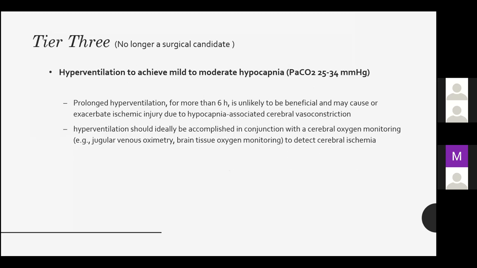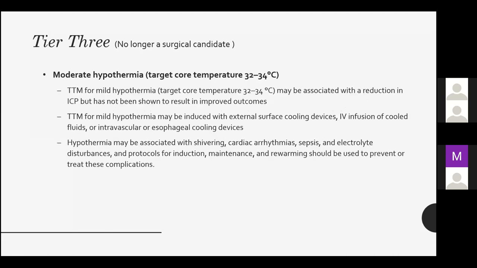And again, hyperventilate. But again, prolonged hyperventilation for more than 6 hours is unlikely to be beneficial. And if you're doing hyperventilation, you need to check jugular venous oximetry and brain tissue oxygen monitoring. Why is that? Because hyperventilation can lead to cerebral vasoconstriction that can lead to cerebral ischemia. Go for hypothermia, 32 to 34 degrees centigrade. But it has its own side effects in terms of shivering, cardiac arrhythmia, sepsis, or electrolyte disturbance.